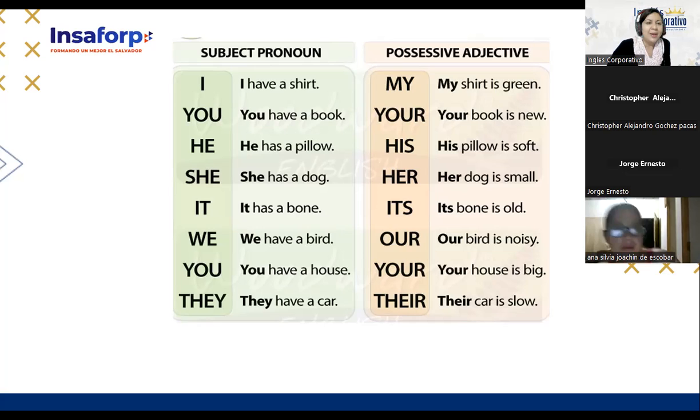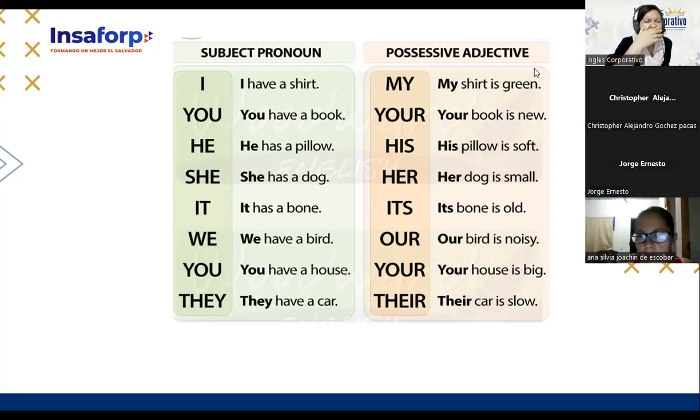My house is green. Hey guys, how do you spell beautiful? How do you spell beautiful? It's B-E-A-U-T-I-F-U-L. It's only one L. Okay, we have his mom is young. Okay, good. My cat is big. My car is green. My house is green.